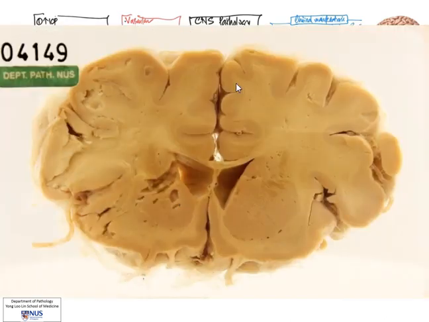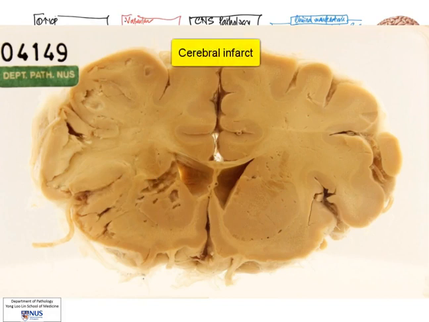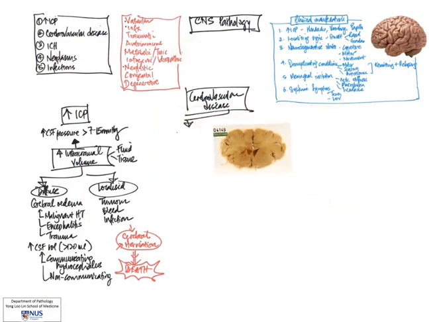And here we can see an example of a coronal section of the brain with this cavity here. This is classically what an ischemic infarction looks like after some time. And usually there is minimal or only mild accompanying hemorrhage. So this is the ischemic outcome of cerebrovascular disease.